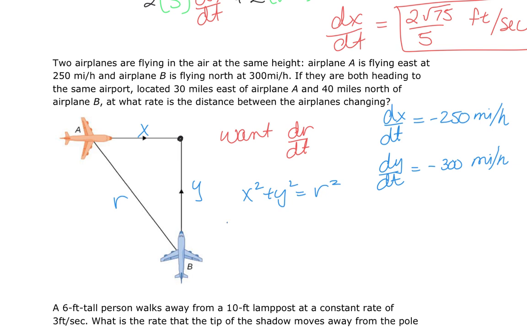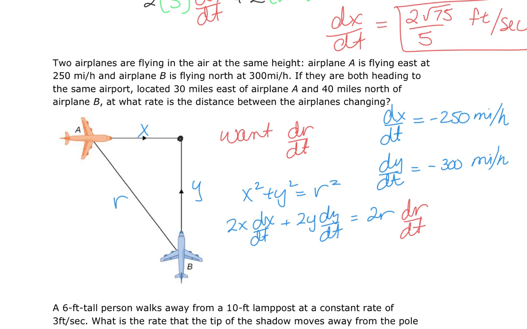Now I can go ahead and do my derivative right here. So I'm going to get 2x dx/dt plus 2y dy/dt is equal to 2r dr/dt. Remember, that's my want. And I'm ready to start putting stuff in, sort of. So I have the negative 300 miles per hour for the dy/dt, so I can put that in. I can put the negative 250 miles per hour for the dx/dt. I have an x value of 30. I have a y value of 40. I'm missing the r value.